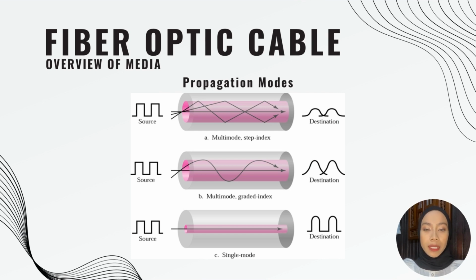Multi-mode is when multiple beams from a light source move through the core in different paths. Multi-mode has two indexes, which are step and graded. In step index, the density remains constant from the core to the edge and refers to the suddenness of these changes, while in graded index, the density is highest at the center and decreases gradually to the lowest for the light beam.